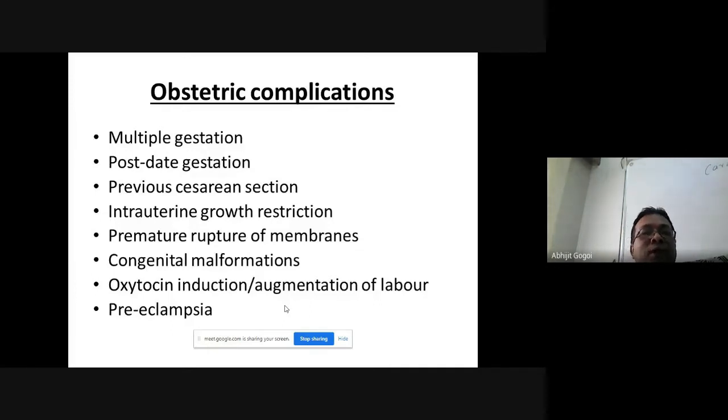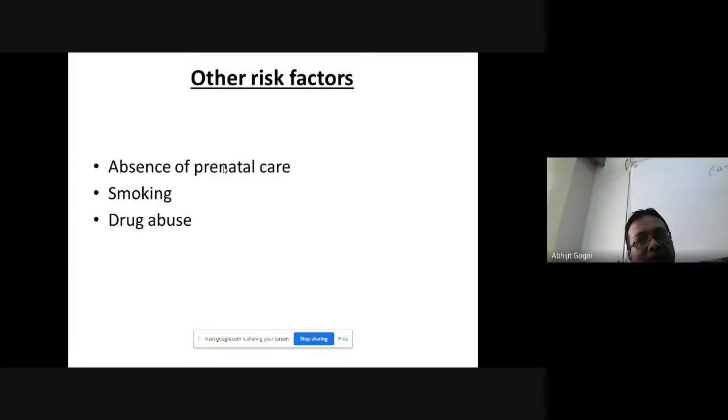So first you have to define risk. Dr. C. Bravado, DR for define risk. These are the risk factors, meaning these are the indications. If any of these indications are present, you want to do CTG. These are the other risk factors.